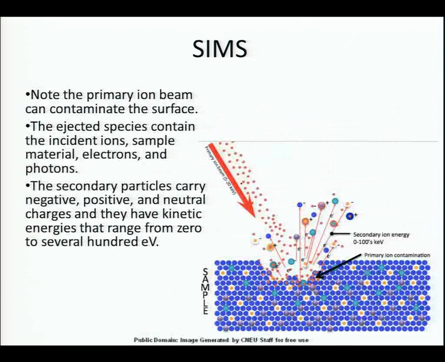So note here in this drawing, the primary ion beam can contaminate the surface. So when the ions are coming in, now they become part of the surface because they get stuck in there. They can find their way into some area down in here and be ejected later on. The ejected species contain the incident ions, the sample material, electrons, and photons. The secondary particles carry negative, positive, and neutral charges, and they have kinetic energies that range from 0 to several hundred electron volts.